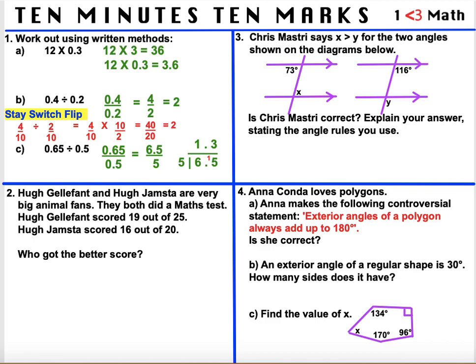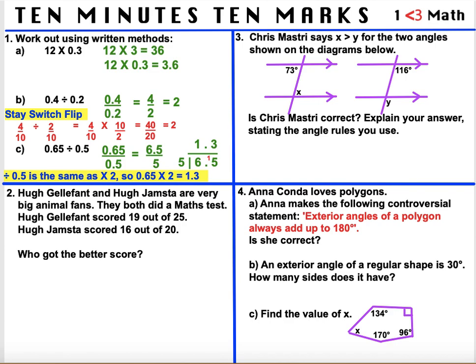Now, the other thing you might be able to do here, if you know the rule, dividing by 0.5 is the same as timesing by 2. So 0.65 times 2, well that's 1.3, or 1.30 if you're dealing in money. But 1.3 is fine for this answer.